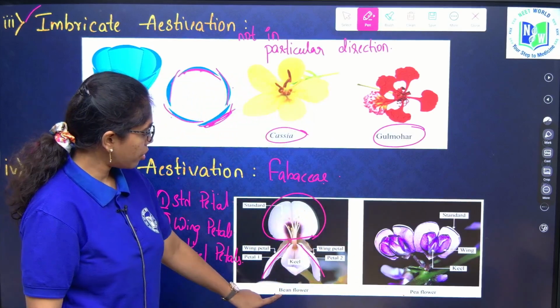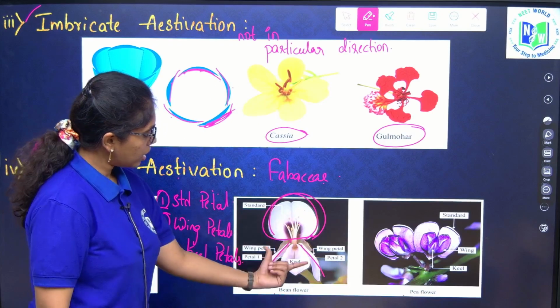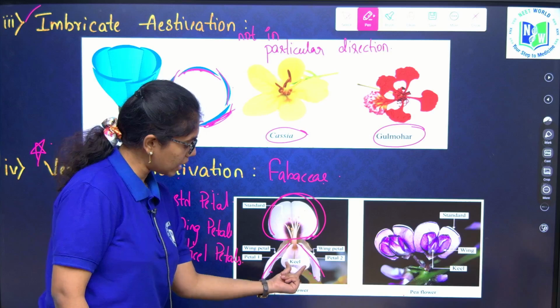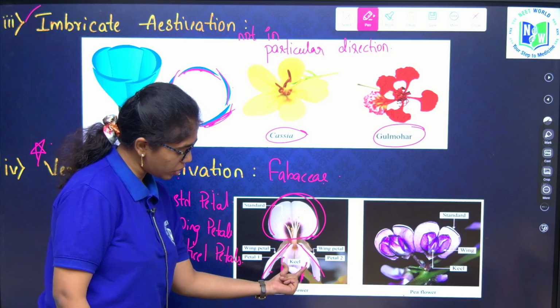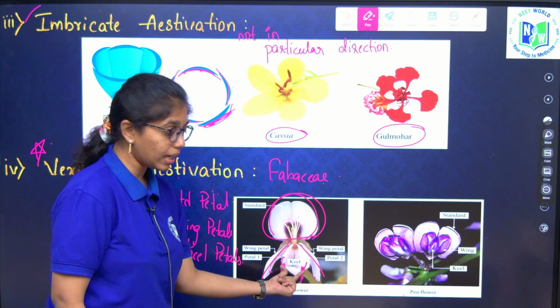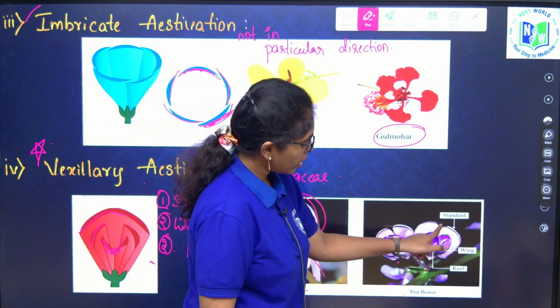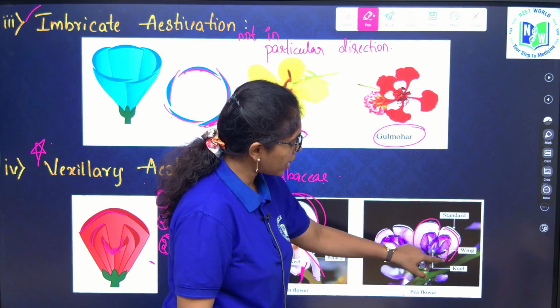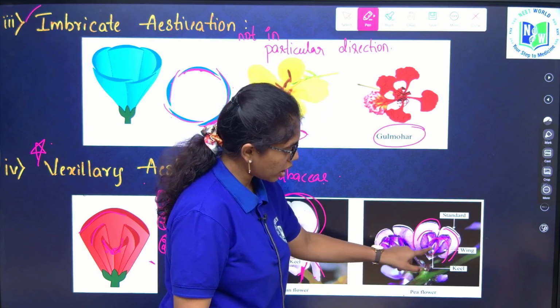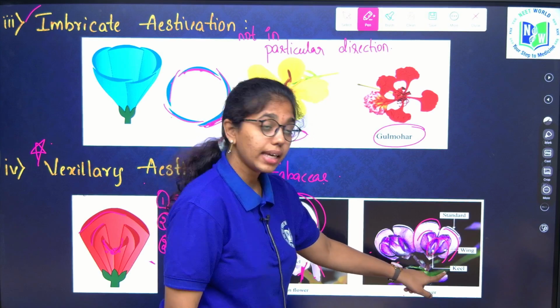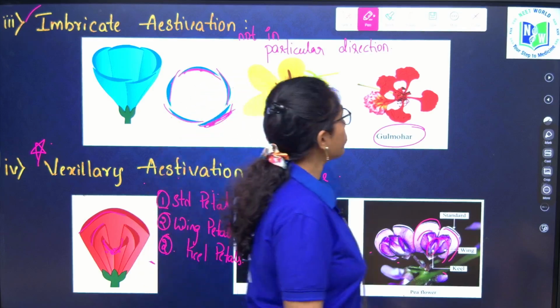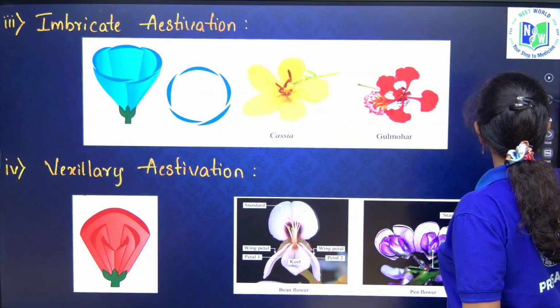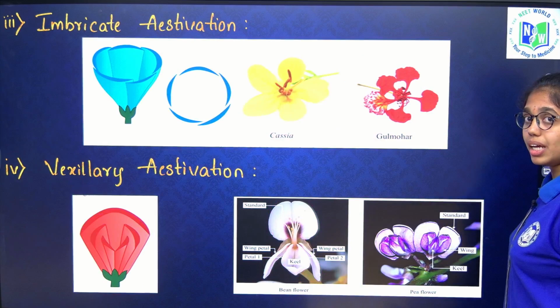In the bean flower, this is the standard petal, these two are wing petals, and downwards these two which are attached are called keel petals. Here in the pea flower, you see the standard petal and two wing petals, and closer or down to that you have the keel petals which are attached. Yes? Next. So, with this we are done with aestivation.